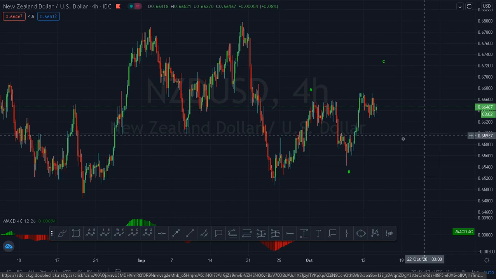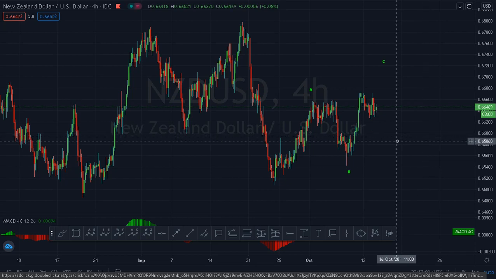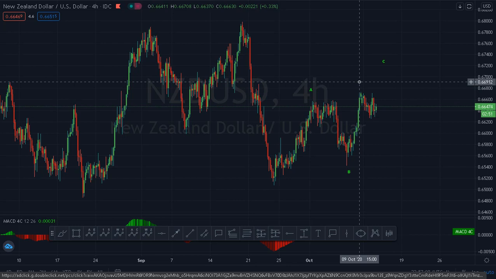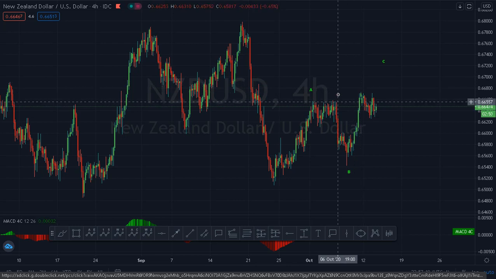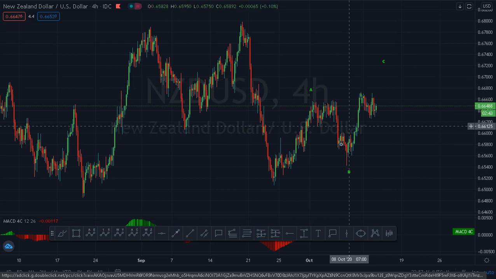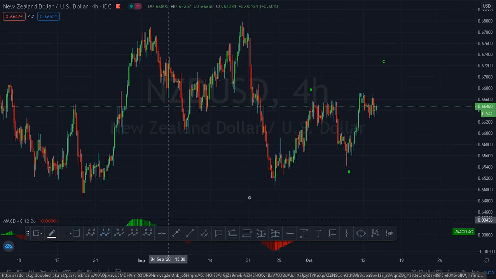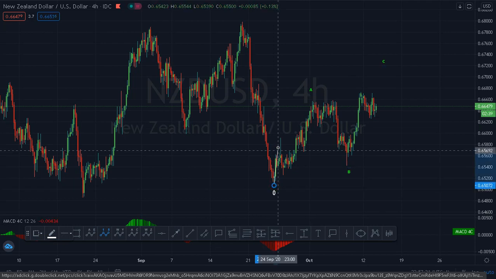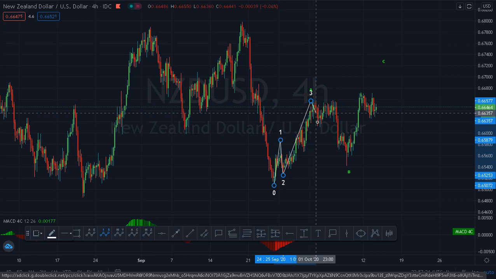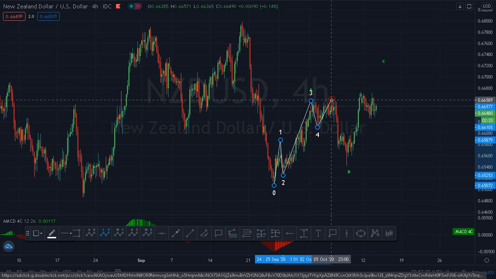So traditionally, but not a must, but it happens more often than not, wave C and wave A is always in 5 waves. If you watch this wave A now, it is 5 waves. This is 1, this is 2, this is 3, this is 4, and this is 5.